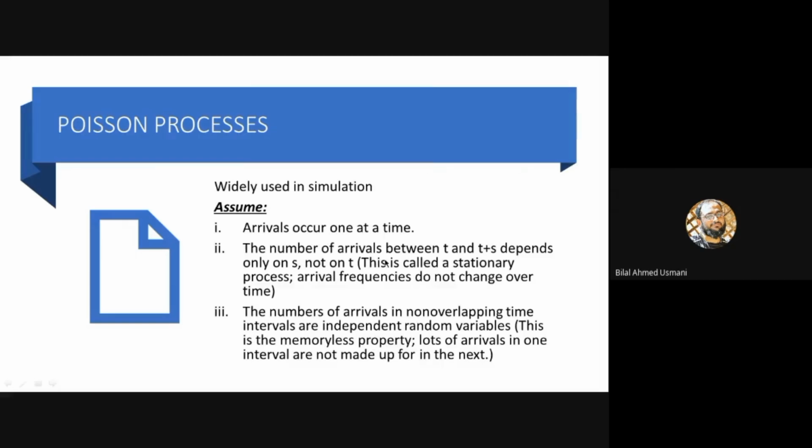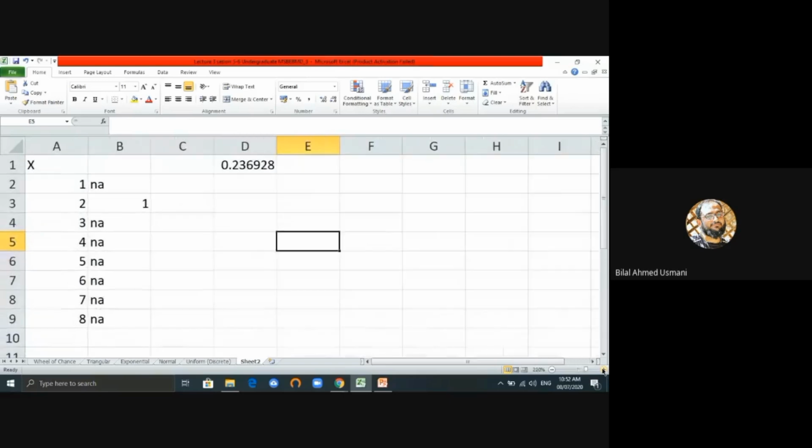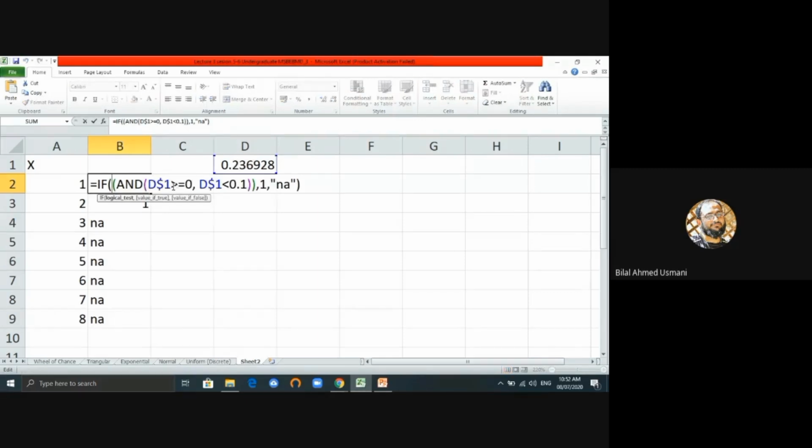So we try to simulate the same thing using an Excel sheet. And the formula is, let me double click it. If D1 is greater than or equal to 0 and less than 0.1, why did I put 0.1 over here? Then print 1, otherwise print NA. You can print anything. You can write this event, or event happened.